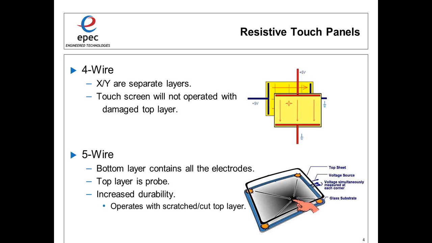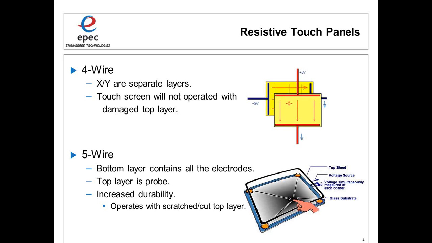The first is 4-wire. The construction of a 4-wire is such that there are actually two separate layers. One layer carries the X, the second layer carries the Y. Touching them brings these together, and the touch is going to be calculated. The biggest disadvantage of this touch screen is that if the top layer is damaged, because it carries the X coordinates, the touch screen is no longer in use. If it's scratched or ripped, it's not going to function. So it's going to need to be replaced.